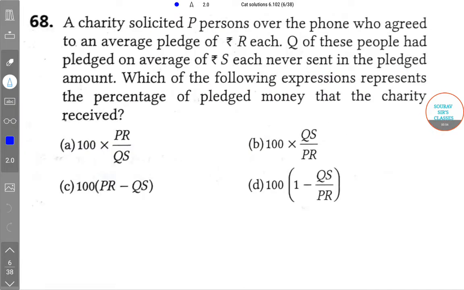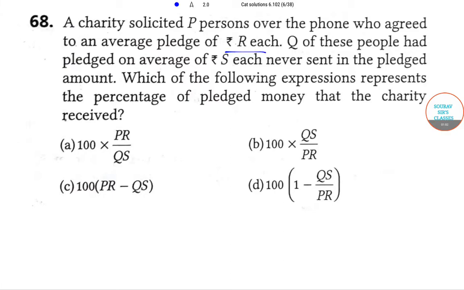The next question is, a charity solicited P persons over the phone who agreed to an average pledge of rupees R each. Q of these people had pledged on average of rupees S each, never sent in the pledged amount. Which of the following expressions represents the percentage of pledged money that the charity received?